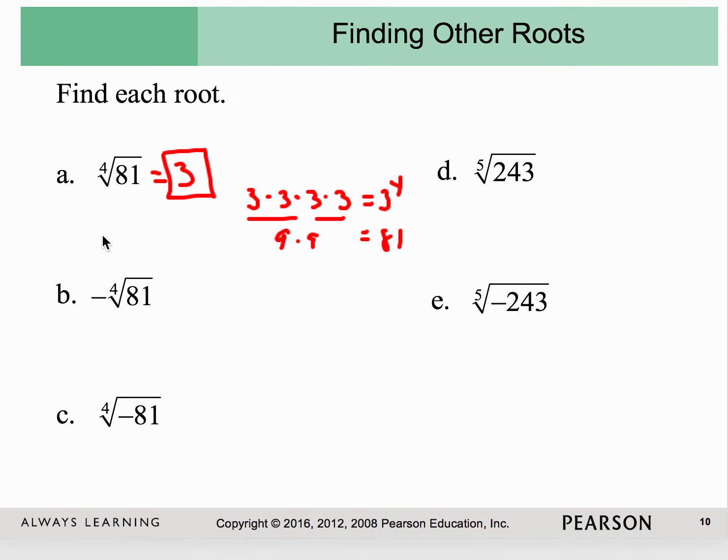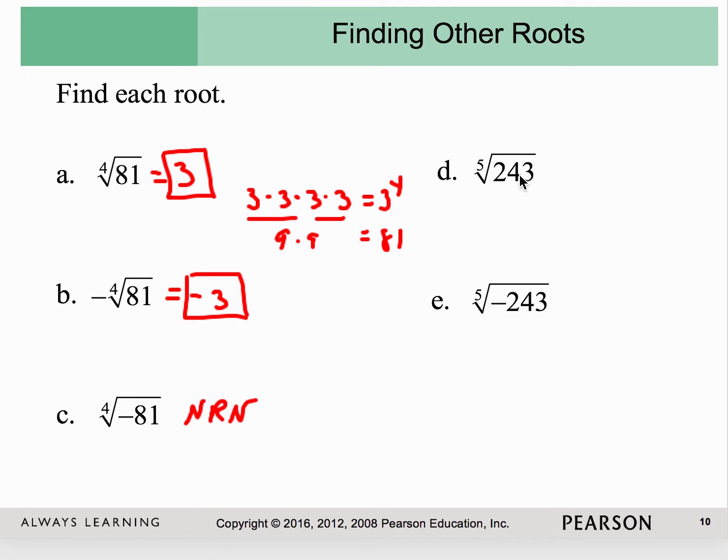Okay, this is the same thing except I got a negative outside, so it's negative 3. Now, if you've got a negative and the index is even, that's not a real number. It's okay if the index is odd. Not even. Not a real number.